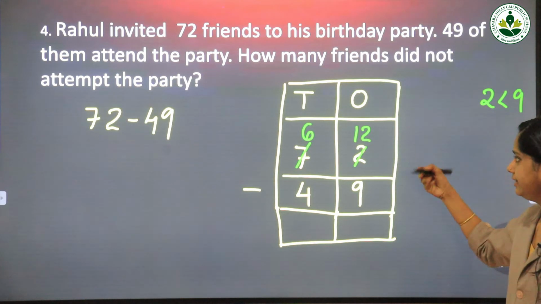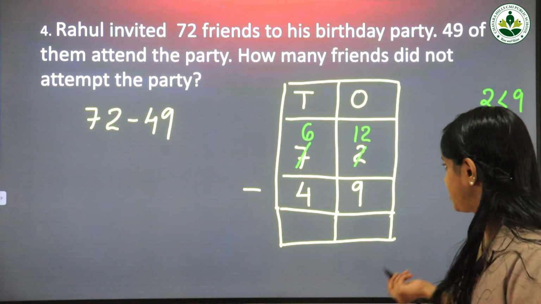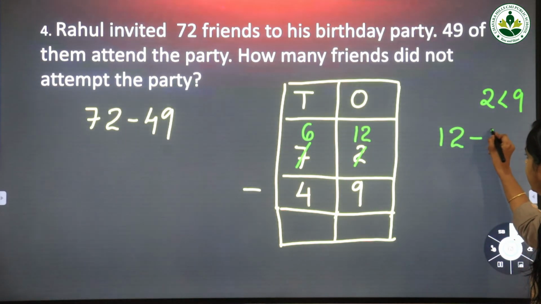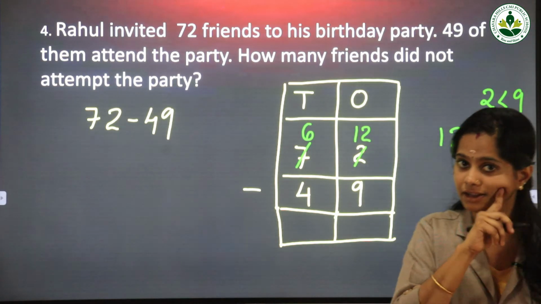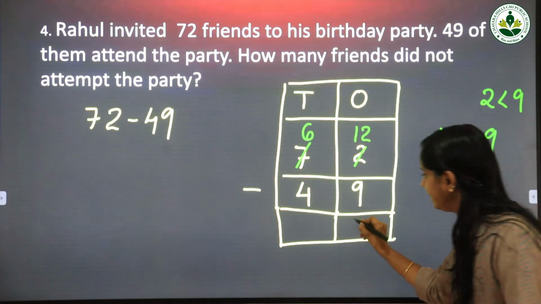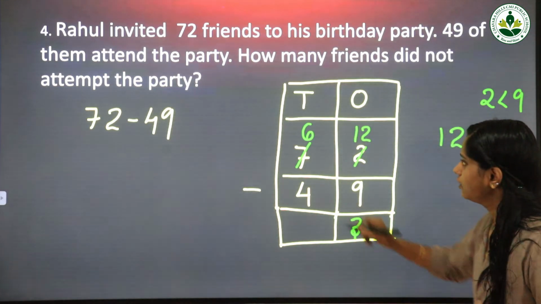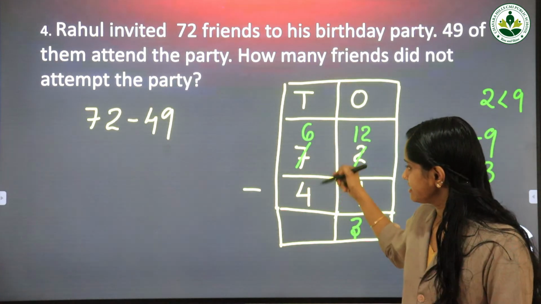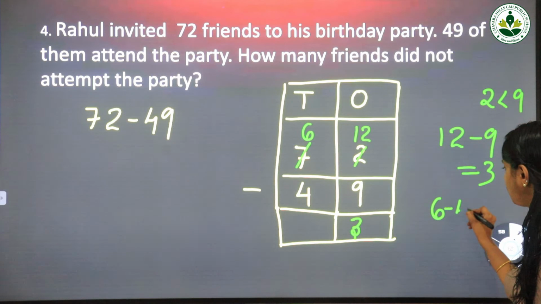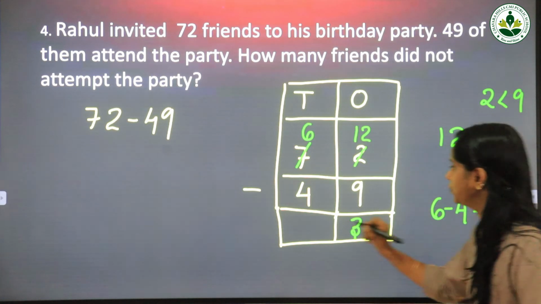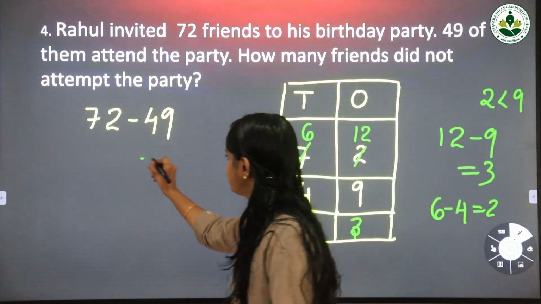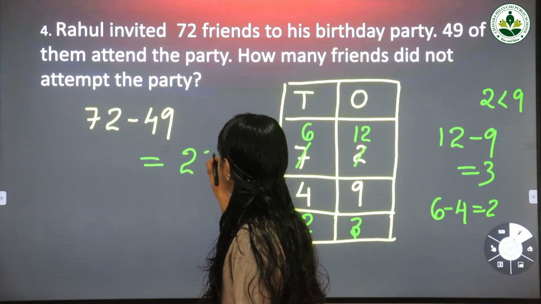Then we can start our subtraction. Subtract 9 from 12. 12 minus 9 is equal to 3. So we can write 3 in the ones column. Look here, we can see that only 6 tens. Subtract 4 from 6. 6 minus 4 is equal to 2. We can write 2 in the tens column. So 72 minus 49 is equal to 23.